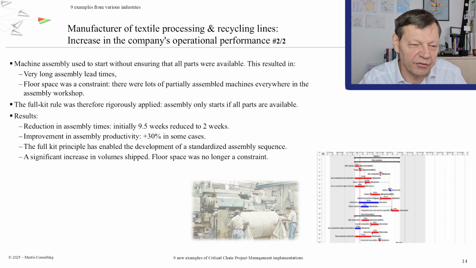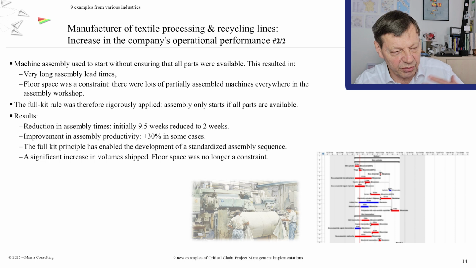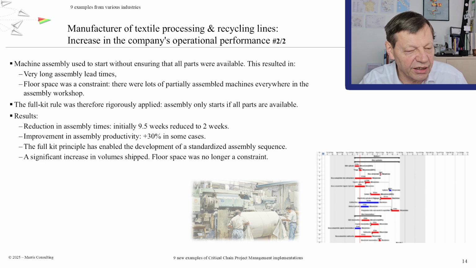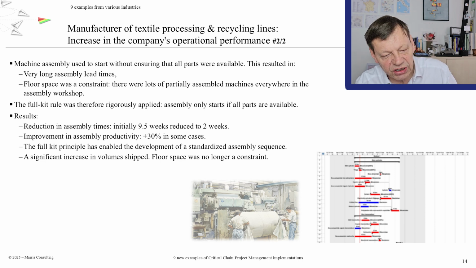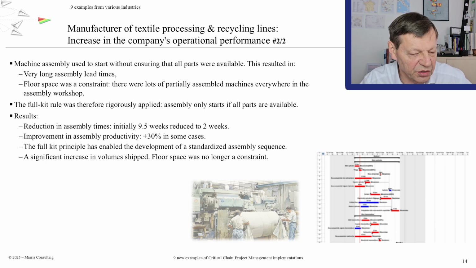So the problem is not the lack of floor space, it's the fact that your assemblies are taking a lot too long because you're not using full kit. So we applied full kit this time in manufacturing. We did not start assembling one of these machines until every single component of that machine was available. As a result, it used to take 9.5 weeks to assemble one of these. It's not the machine, it's in fact module by module of these machines. 9.5 weeks was reduced to 2 weeks simply by applying full kit and a few other basic lean ideas. This increased the productivity by over 30% for most of the main big runners.